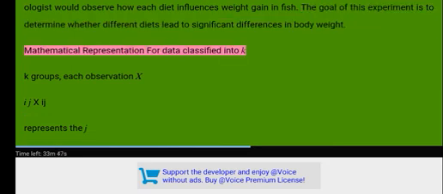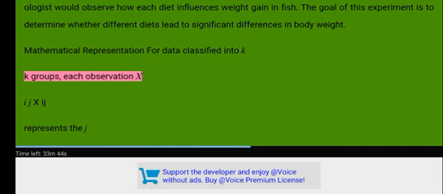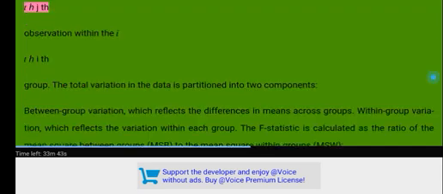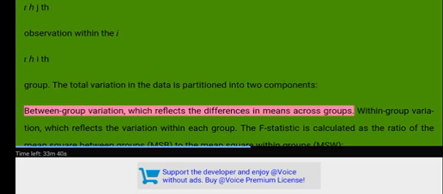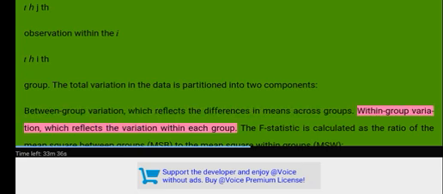Mathematical representation. For data classified into K groups, each observation X_ij represents the j-th observation within the i-th group. The total variation in the data is partitioned into two components. Between-group variation, which reflects the differences in means across groups. Within-group variation, which reflects the variation within each group.